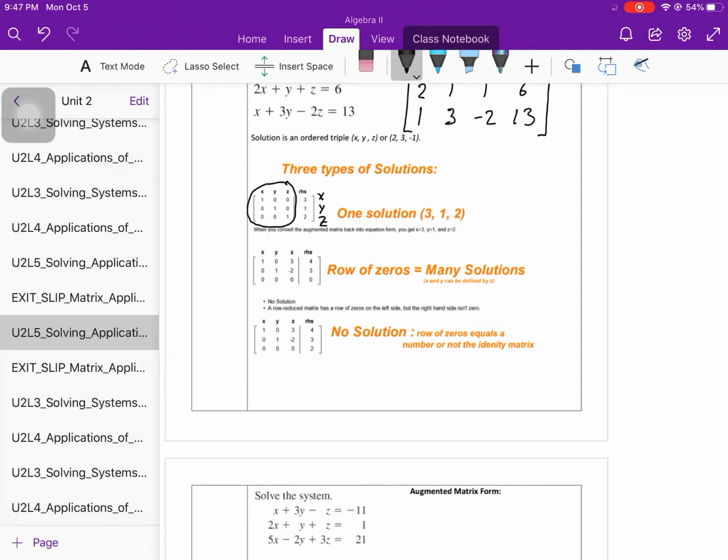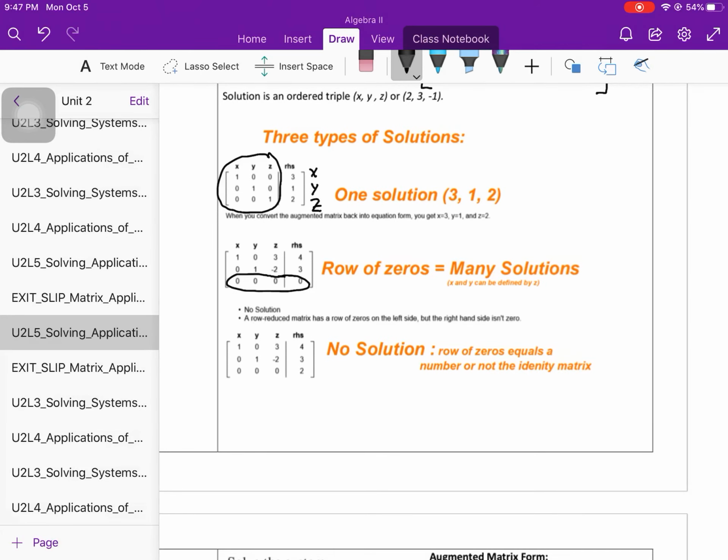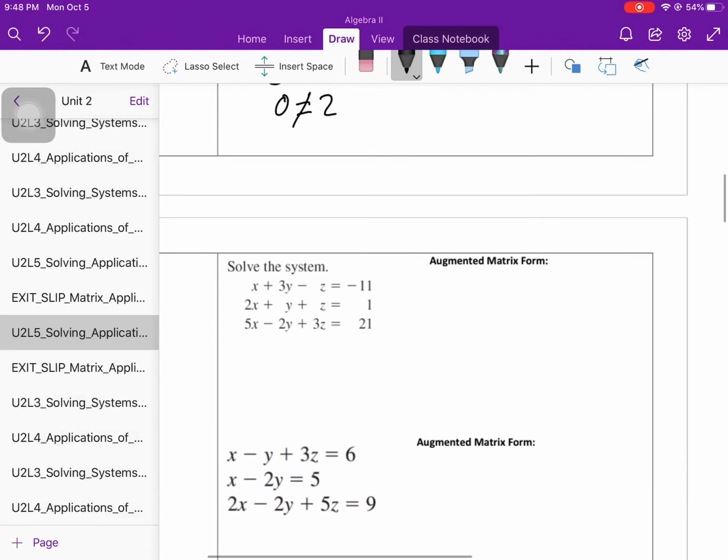Then there's the many solutions, which is infinitely. We have a row of all zeros. The way that I like to think of this is if you think of the left side as 0 equal to this one right here, 0, there's never an instance where 0 equals 0 isn't true. So it's true at all times. That's why we assume there's infinitely many solutions. Now this last one, notice it's all zeros except for this 2 on the bottom. So what I like to think of to remind myself of this is 0 is never equal to 2. So since that doesn't work, there is no solution. Just kind of a little way to remember that.